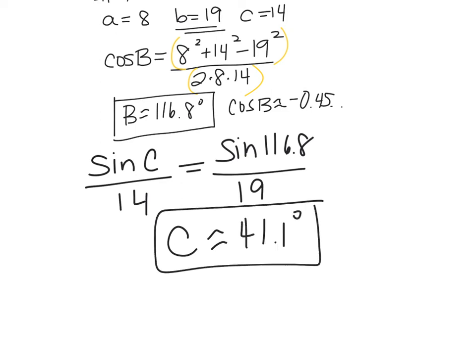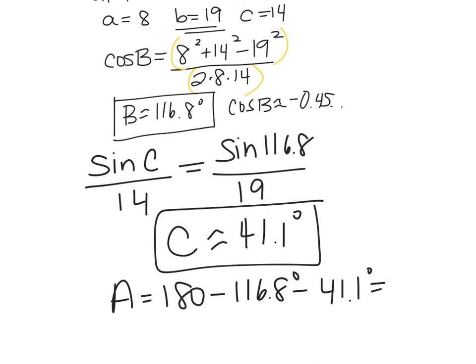Okay. And then I have the last one to find, which is angle A. And angle A is going to be 180 minus 116.8 minus 41.1. And let's just always round to one decimal place just to make it easy on you. So that's 22.1 degrees.